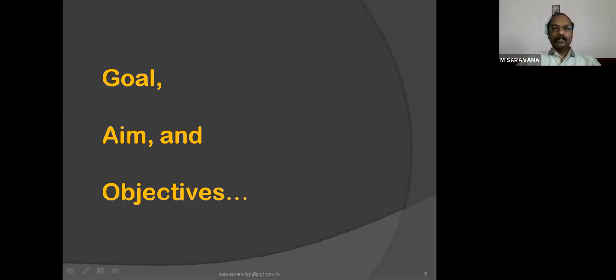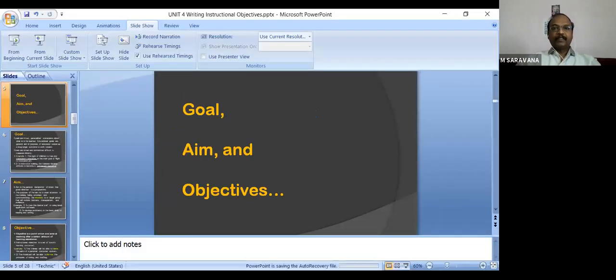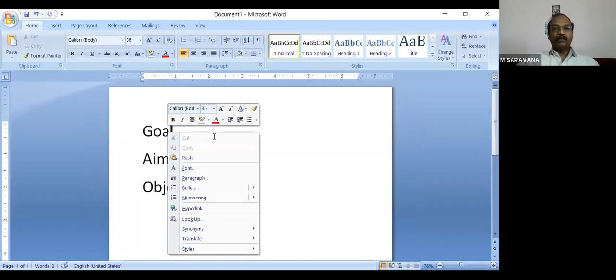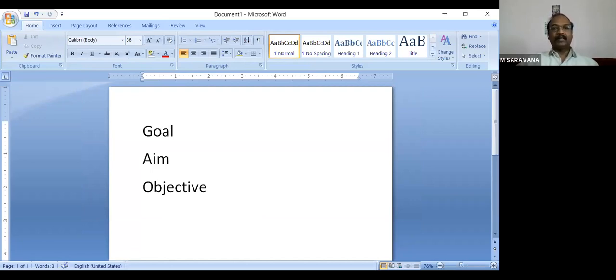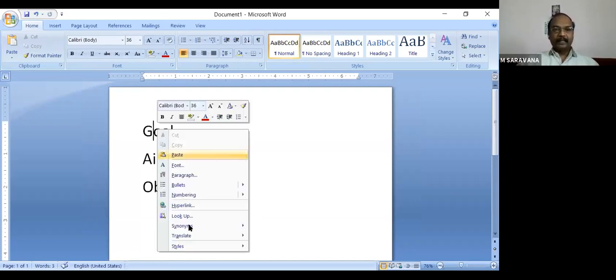I would like to share one interesting thing. If we go to Microsoft Word and type goal, and if we want to see the synonym for a word, we just right click, and then we see the synonyms. You see goal, what is there? Objective, aim is there, and so many other terms also there.